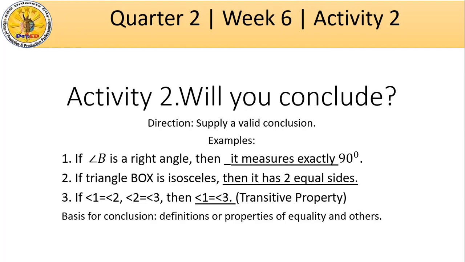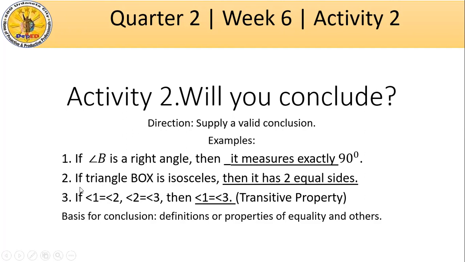Okay, activity 2. Will you conclude? Direction: supply a valid conclusion. Example: if angle B is a right angle, then it measures exactly 90 degrees. Why? Because according to the definition of a right angle, it has a measure of 90 degrees.